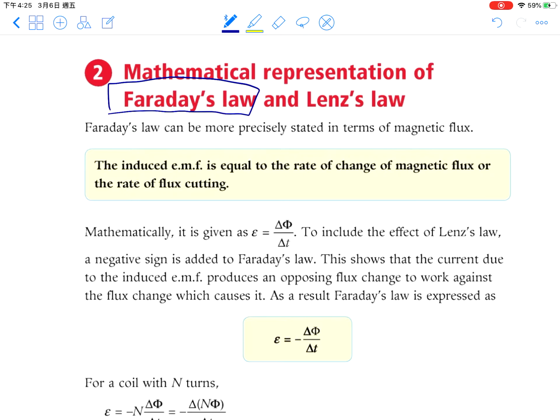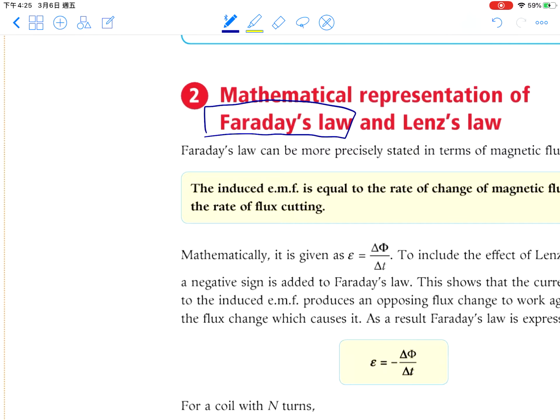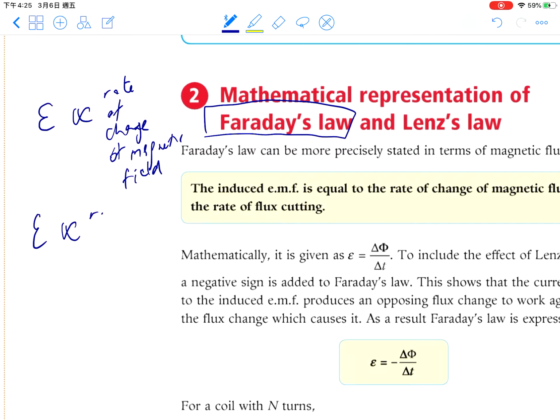Now for Faraday's law, actually we can calculate the induced EMF. Do you remember 5.1 Faraday's law? Induced EMF is directly proportional to the rate of change of magnetic flux. That is what you have learned in chapter 5.1. And also induced EMF is directly proportional to the rate of the conductor cutting magnetic field lines.